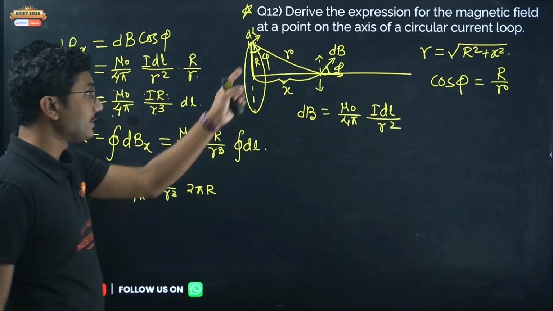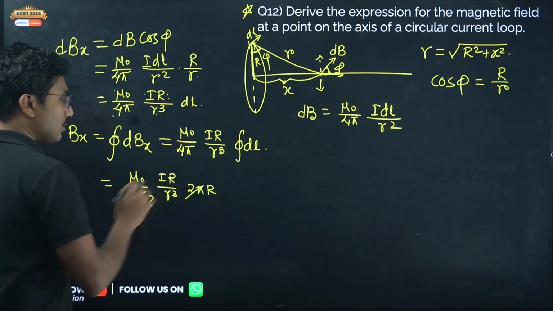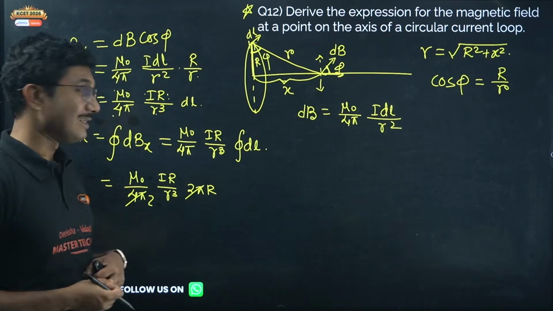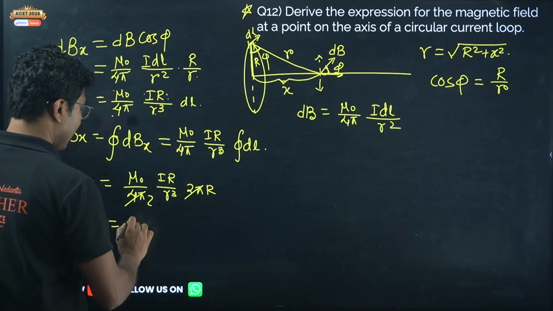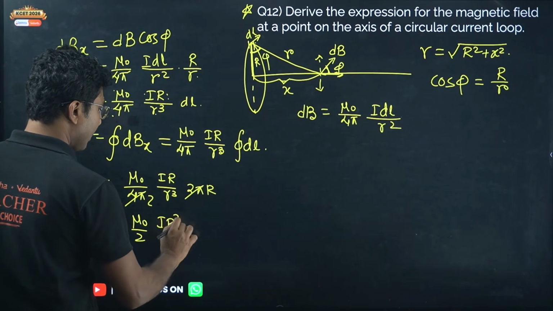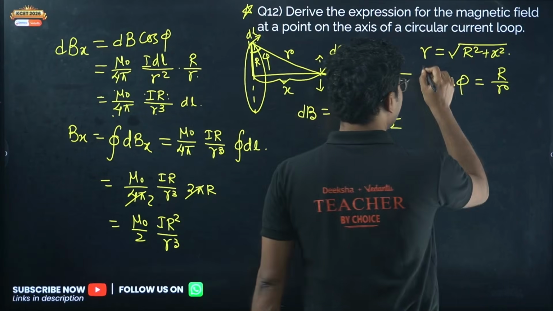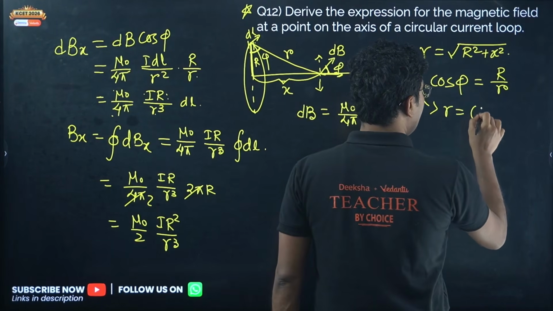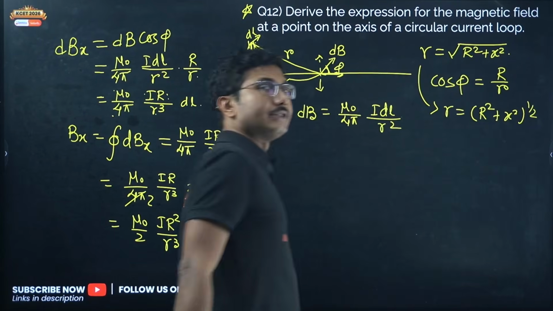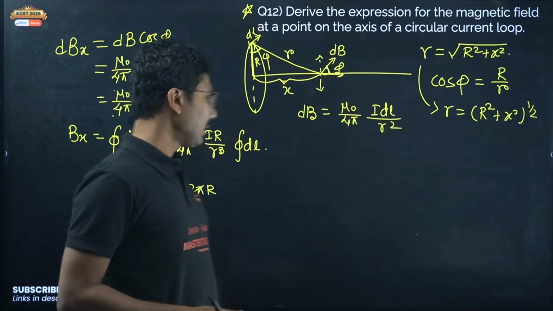Capital R, because it's a radius. So don't make small mistakes like adding small r over here, or mistakenly mixing up capital R and small r. That will cause some major harm, right? So you will lose marks. So we get mu naught by 2, I R square by r cube. Now it's time for us to put in the value. The r value we already know. So r is actually (R square plus x square) to the power half, right? Because it's a square root. Now if you cube both sides, you will get the power 3 by 2.